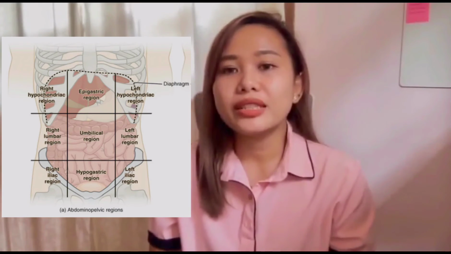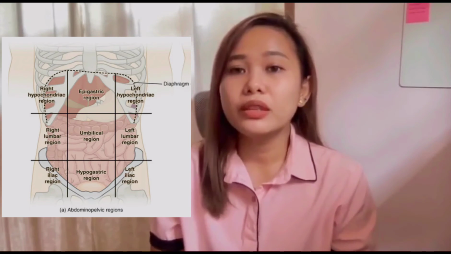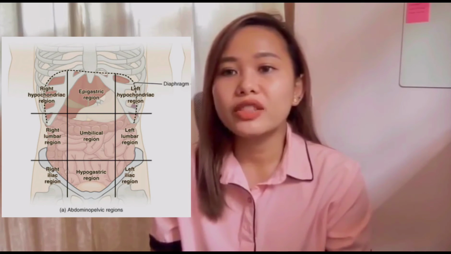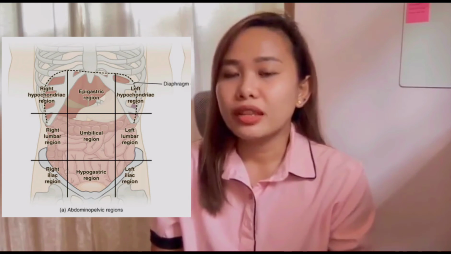Lastly, the hypogastric region. The hypogastric region contains the organs around the pubic bone. These include the bladder, part of the sigmoid colon, the anus, and many organs of the reproductive system such as the uterus and ovaries in females and the prostate in males. That is all for my report.